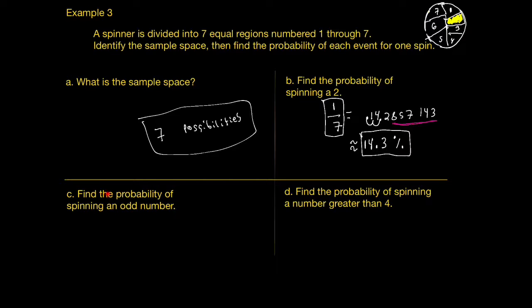Now we have to find the probability of spinning an odd number. I cleaned up my spinner, and now I'm going to shade every odd number that's inside this spinner. So 1 is odd, 3 is odd, 5 is odd, and 7 is odd. Those are all my possibilities, and I have 4 of them. So the probability here is going to be 4 out of 7.